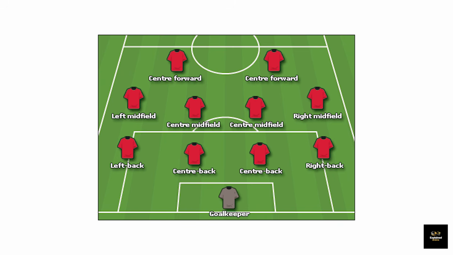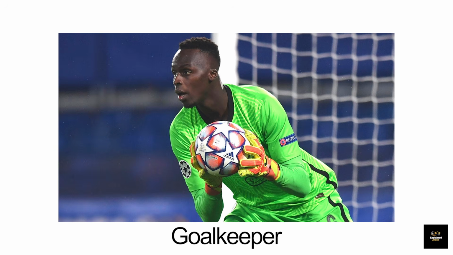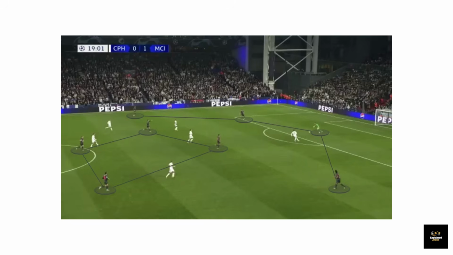Positions. Every player on the pitch has a role, and these roles are known as positions. Players are generally divided into 4 main groups: the goalkeeper, defenders, midfielders, and attackers. Each group covers a different area of the pitch and has a different responsibility within the team.